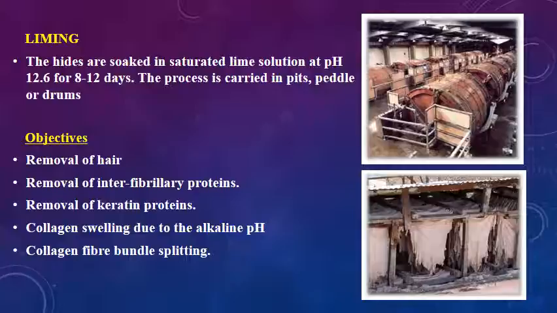Here the objective of liming is mainly removal of hair and removal of interfibrillary proteins. Between collagen fibers there will be different kinds of other proteins which are not suitable to make leather, and they should be removed. Then removal of keratin protein; there will be other keratinous proteins which should be removed. Then collagen swelling due to alkaline pH. Here we induce the swelling of collagen, and because of the high pH it happens. And finally collagen fiber bundle splitting. There are a lot of collagen fiber bundles which should be split so that the tanning agent can go inside and make the proper reaction for making the leather.